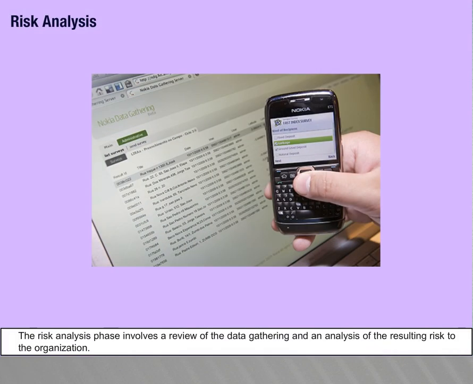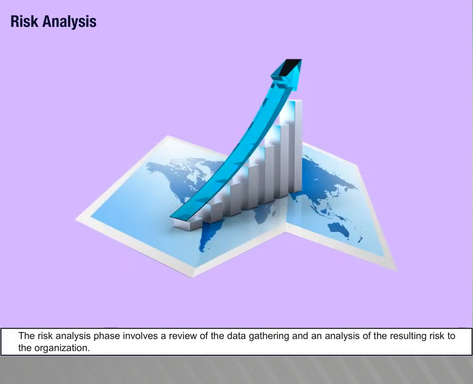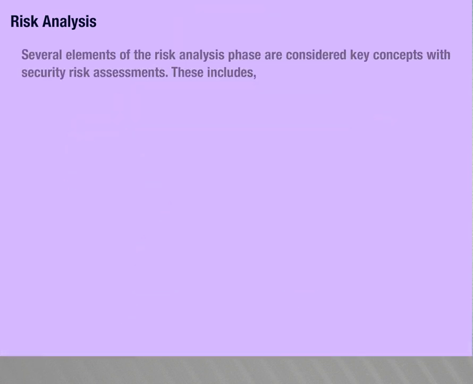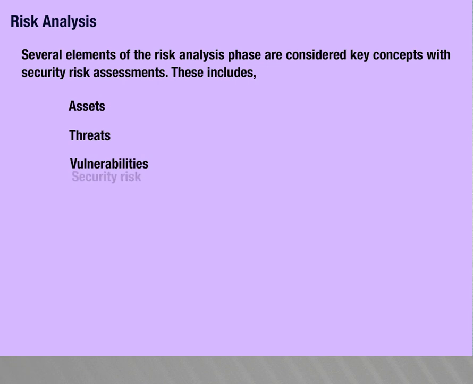Risk analysis. The risk analysis phase involves a review of the data gathering and an analysis of the resulting risk to the organization. During this phase, the security risk assessment team must determine asset values, system criticality, likely threats, and the existence of vulnerabilities based on the data gathered. Several elements of the risk analysis phase are considered key concepts with security risk assessments. These include assets, threats, vulnerabilities, security risk.